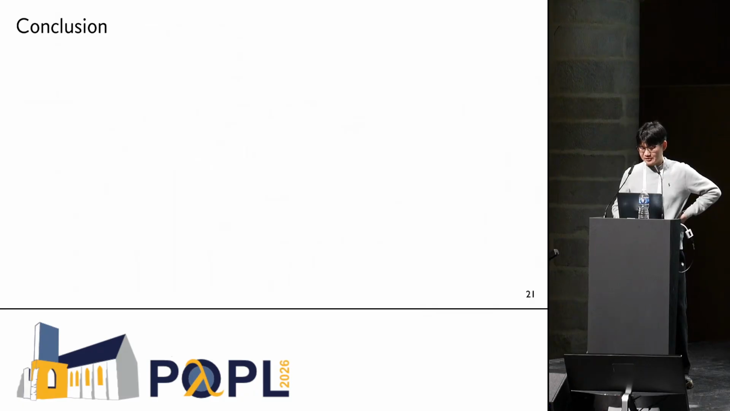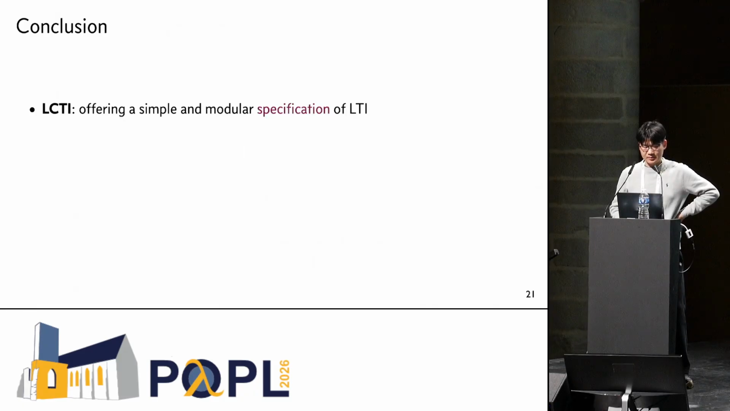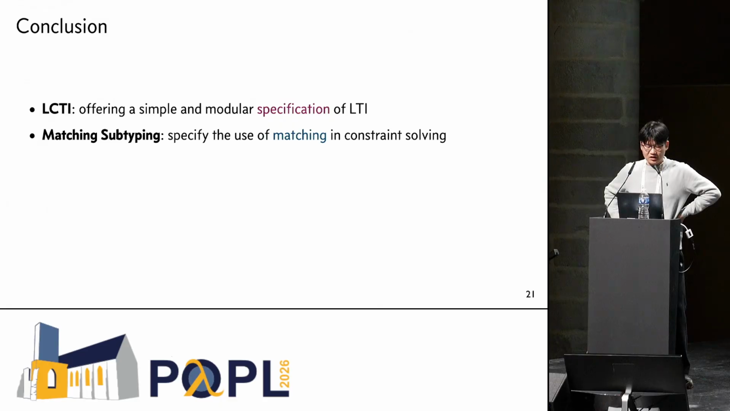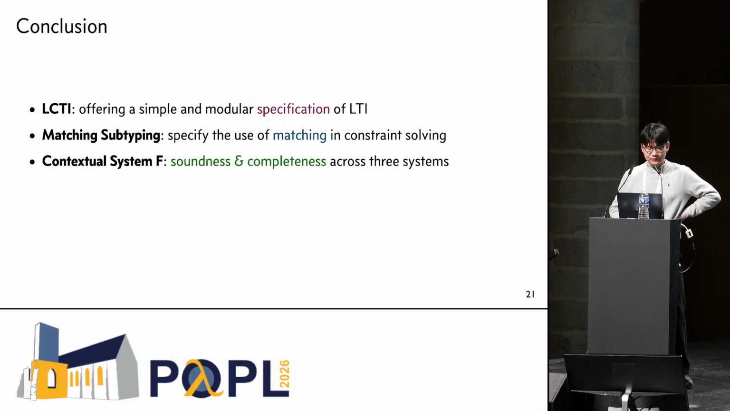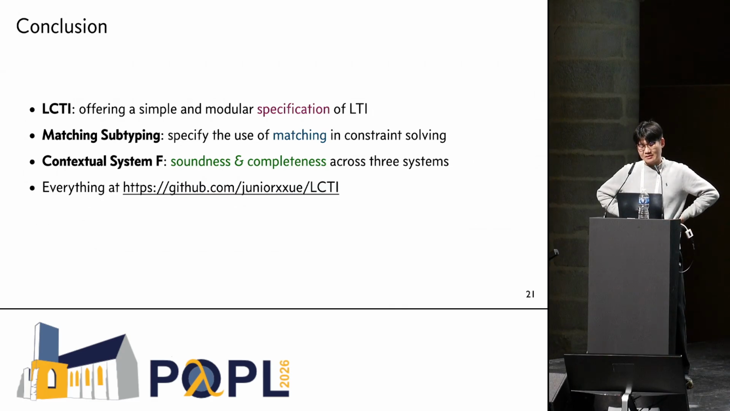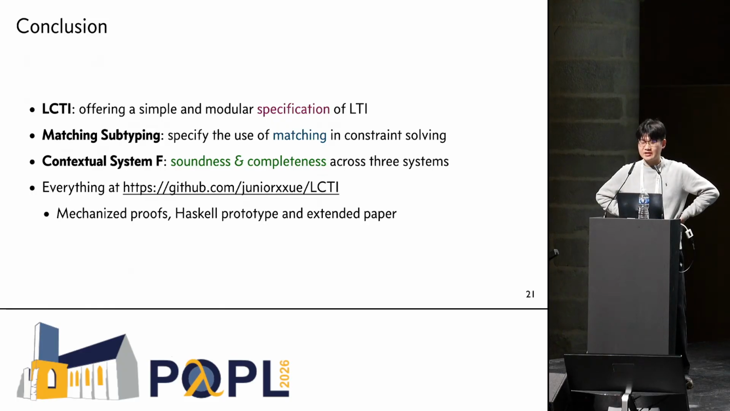So let's conclude. We propose LCTI, offering a simple and modular specification of local type inference. And we introduce matching subtyping that specifies the use of matching in constraint solving. And we have concrete systems. We prove the soundness and completeness across three systems. Everything is at this GitHub link, including the mechanized proofs, Haskell prototype, and the extended paper.